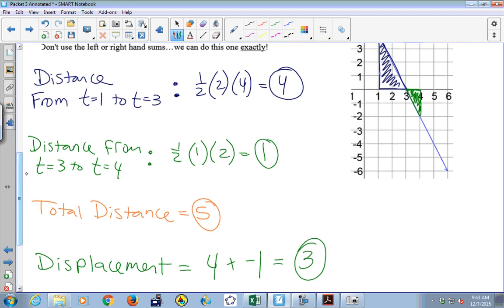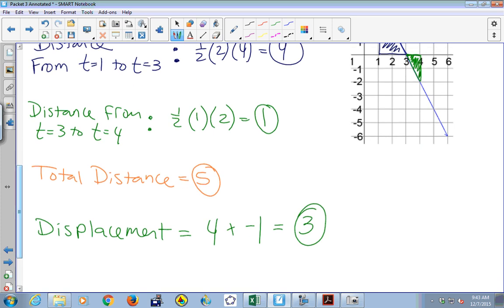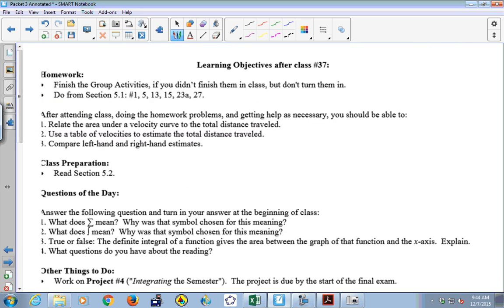So this generalizes anytime you have area under the x-axis. If the area between your curve and the x-axis is under the x-axis, we consider that to be negative area. Okay, so that finishes up the demo. If you weren't quite done with the activities, you can just go back there.